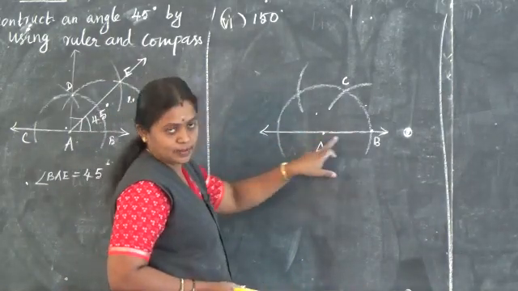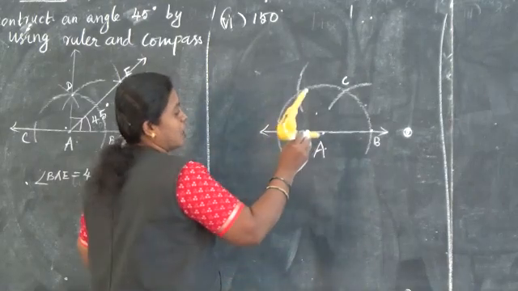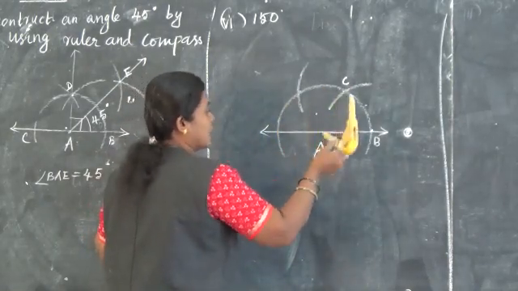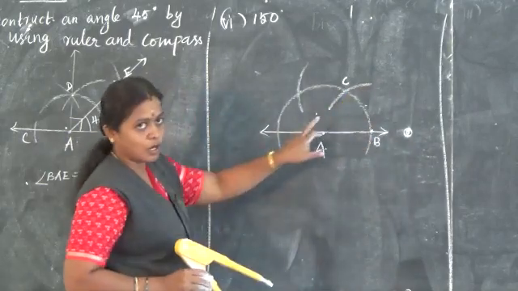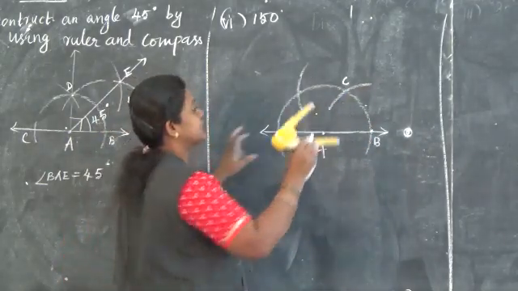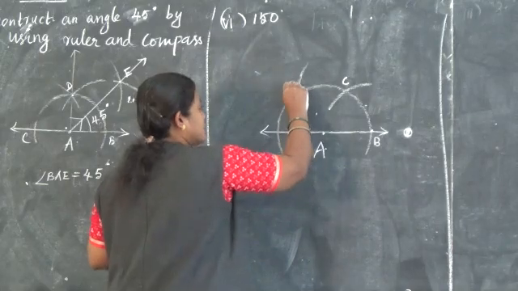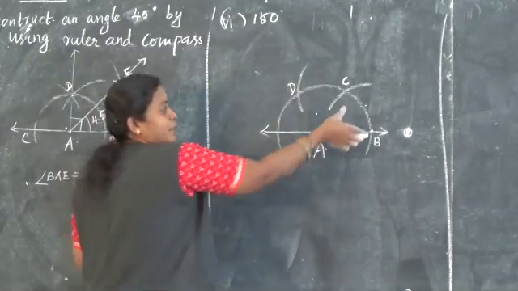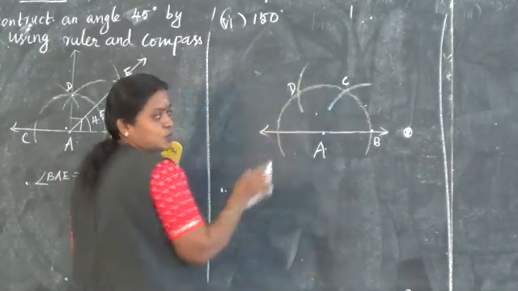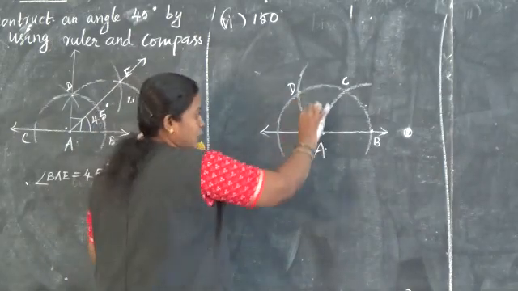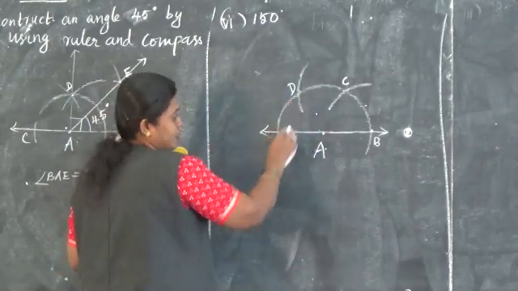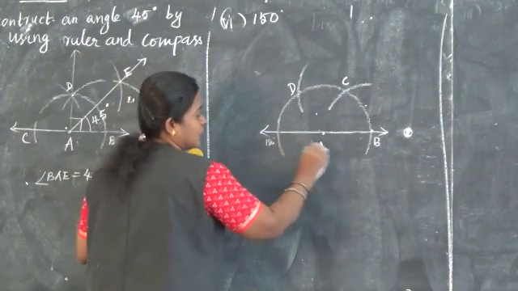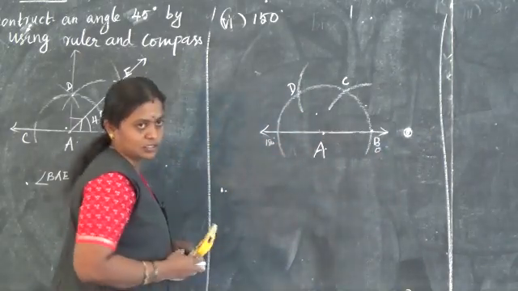Draw a line, mark a point A on it. Now draw the full arc. After that keep B as a center, draw one more arc. Now C as a center, draw the arc D. You will get up to this one 60, up to this one 60. Now it is 120, you know very well. Remaining angle totally 60. Up to this one, this is 180, this is 0 angle.